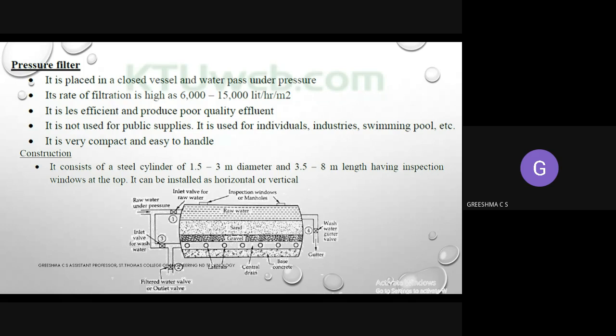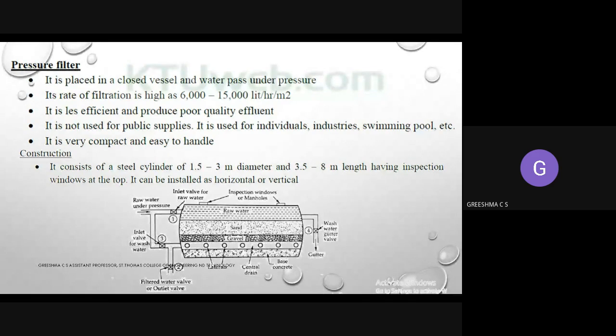6,000 to 15,000 liters per hour per meter square. That's the rate of filtration, so the amount of water that can be filtered is very high. But another disadvantage of this pressure filter is that it won't give you a clean effluent. The effluent that is produced will be of very poor quality. Because of this reason, it cannot be used for public supplies. It can be used for individual purposes, or for industries.